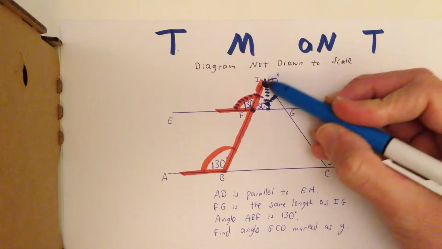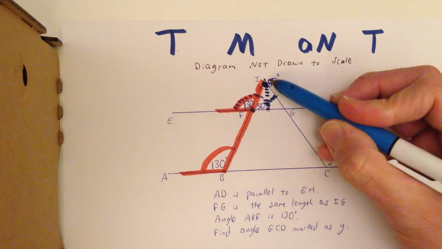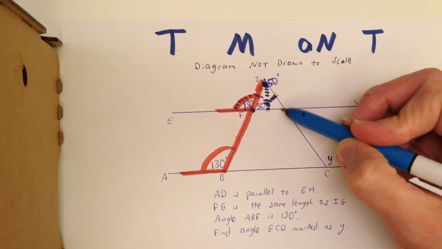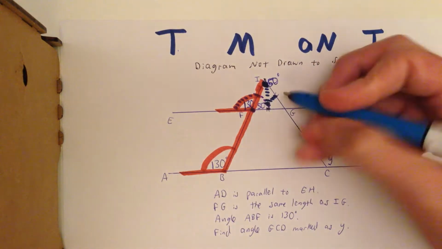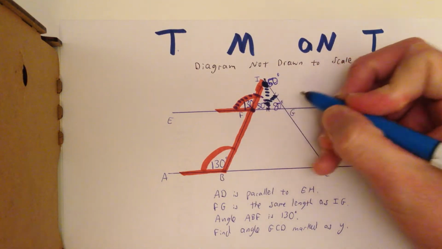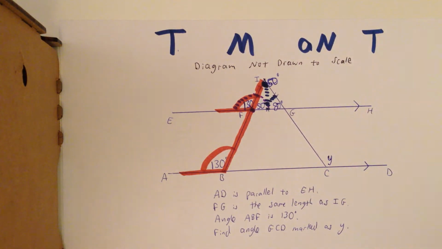Now we know in the triangle it must add to 180 degrees. And we know that because our maths teachers told us. So 50 and 50 makes 100. So this angle here must be the remaining 80 degrees.